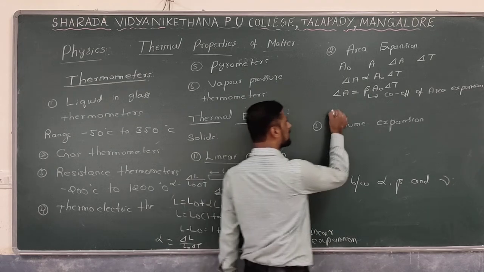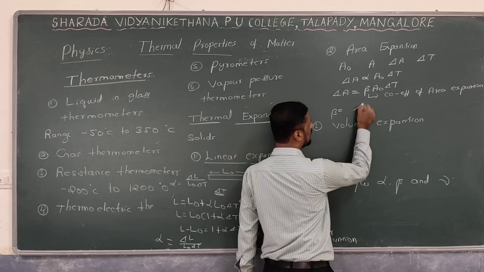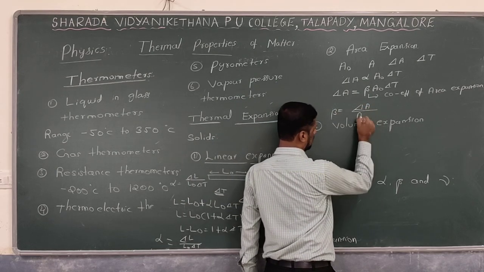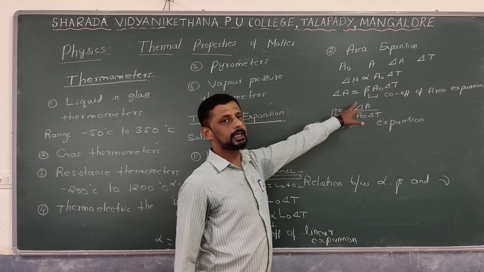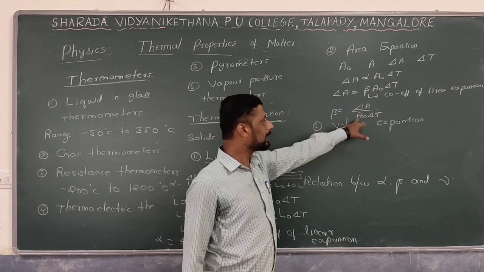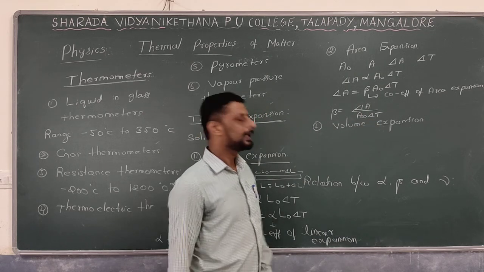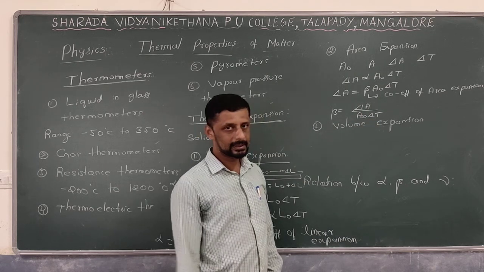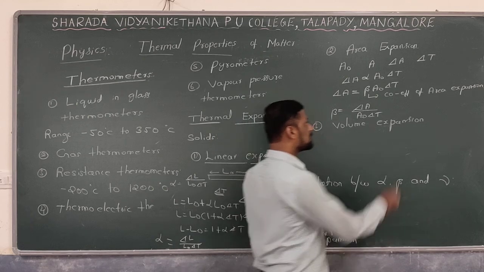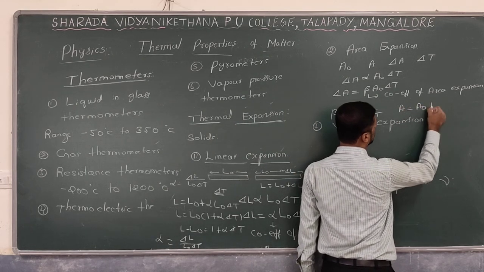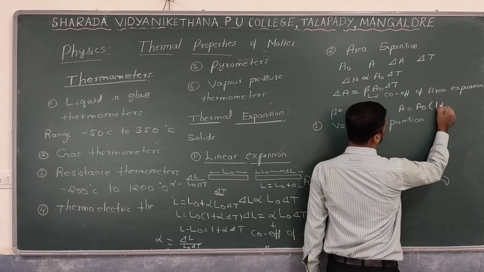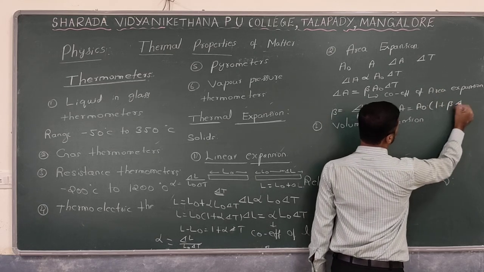What is the formula for beta? Here, beta is given by delta A divided by A0 into delta T. The ratio of change in area to the original area per degree Celsius rise in temperature. Its unit is also the same, per degree Celsius or per Kelvin. What is the formula to write the final area? That is A is equal to A0 into 1 plus beta into delta T.